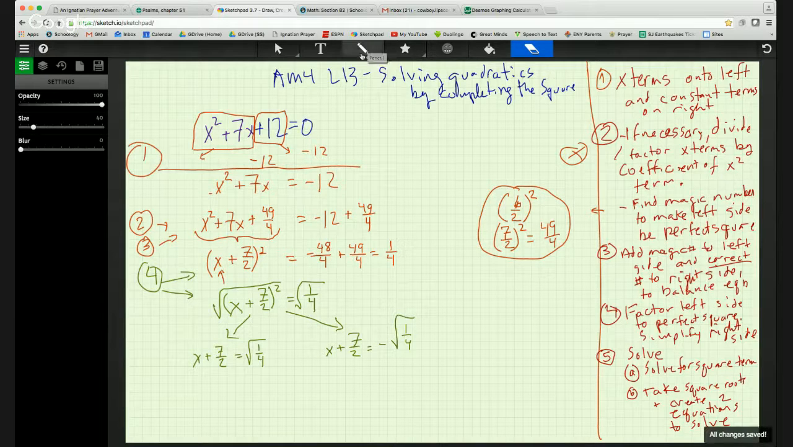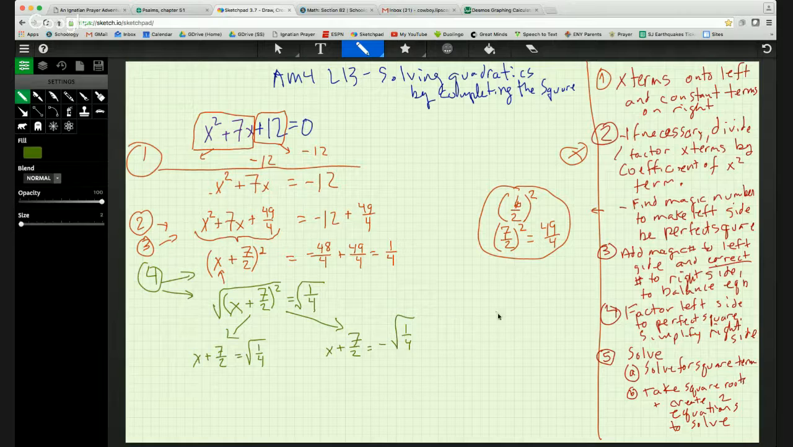Okay, so now the next step is to solve these 2 equations. Well, let's look and see if we can find the square root of 1/4. The square root of a fraction is the same thing as the square root of the numerator over the square root of the denominator, and that's starting to look nice. Square root of 1 is 1. The square root of 4 is 2, and my dog agrees. So we get x plus 7/2 equals 1/2, and x plus 7 over 2 equals negative 1/2.